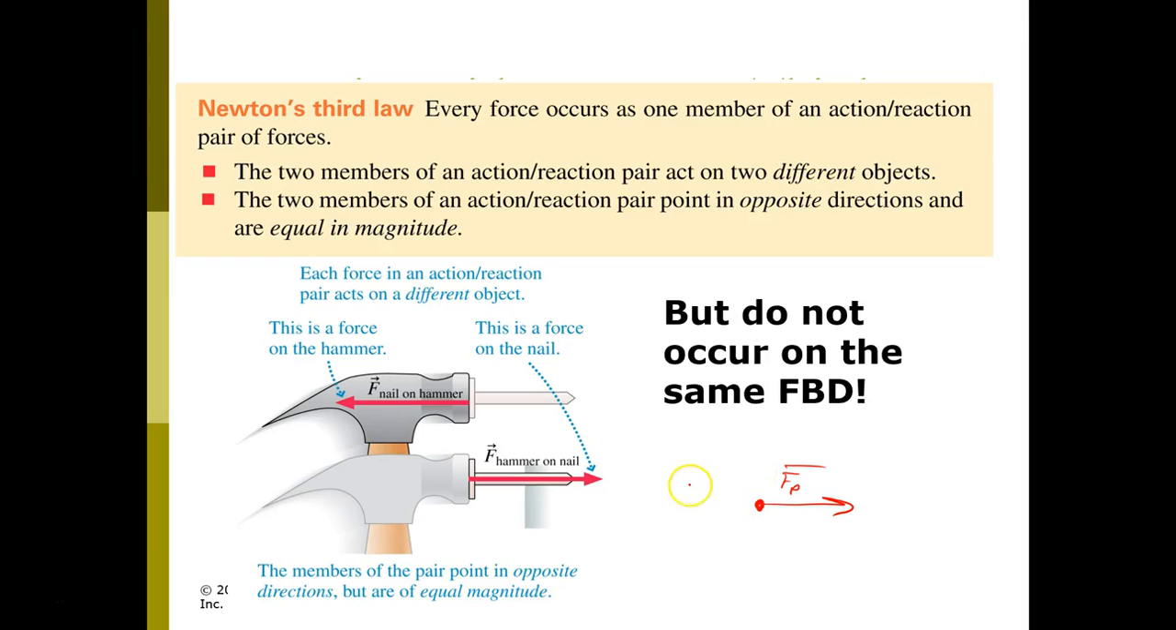But if we wanted to study the hammer, we would draw the force of the nail on the hammer pointing the opposite direction, but they should never show up in the same free body diagram. So that's very important. They never show up together, mainly because they happen on two different objects.